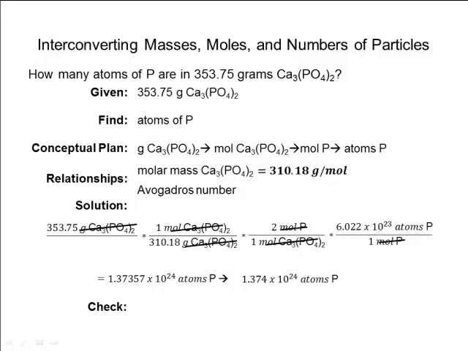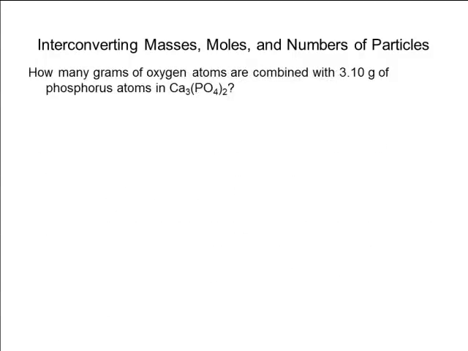All right, so you're starting to see a theme here where we're going from grams to moles, moles to moles, moles to atoms, or moles to grams, or something along those lines. You're starting to see important conversion factors that we use in chemistry all the time, like molar mass. So let's look at a final example of this. We want to calculate how many grams of oxygen atoms are combined with 3.10 grams of phosphorus atoms in calcium phosphate. Let's look at the given.